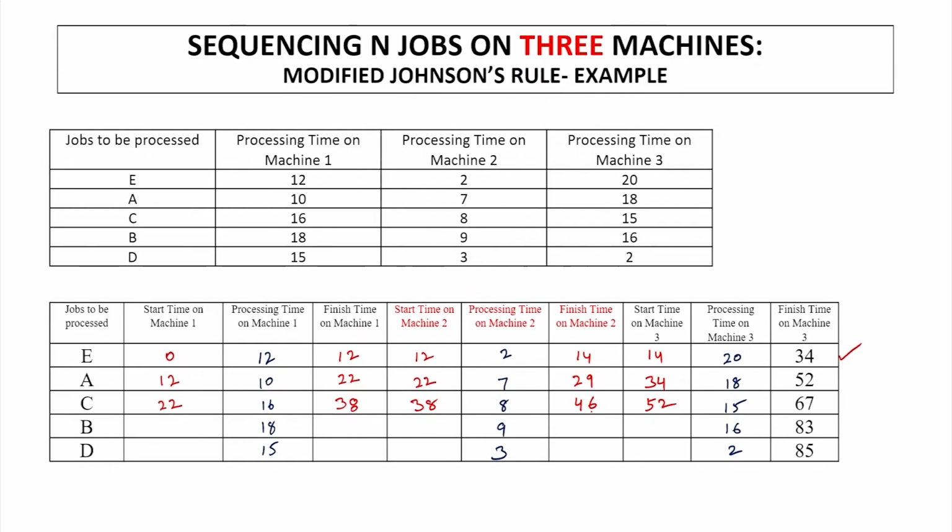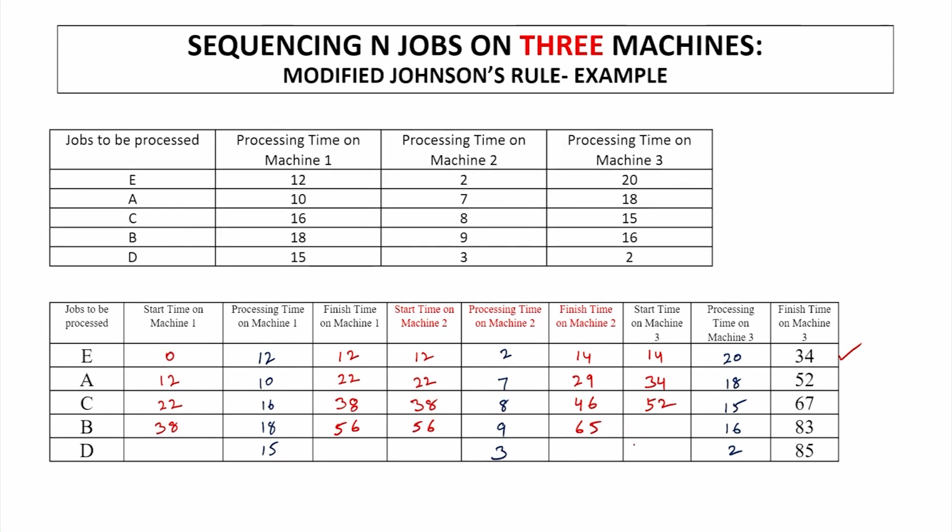Job is available at 52, but machine is available at 52. Job is available at 46, machine is available at 52. I can start only when both are available. 52 plus 15, 67. Again we can come back here, 38 plus 18, 56. We can do it here, 56 plus 9, 65.